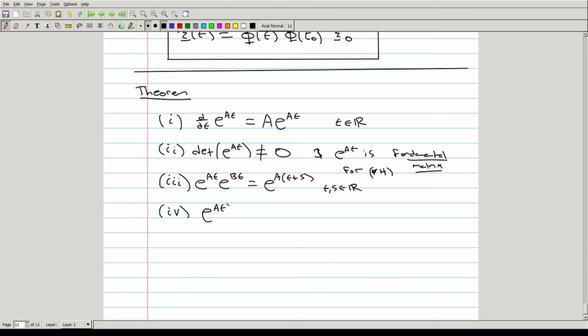The inverse matrix, and this is a very, very incredible result that is very powerful. The inverse of the matrix e to the At is the exponential matrix of negative A times t, for t in R.